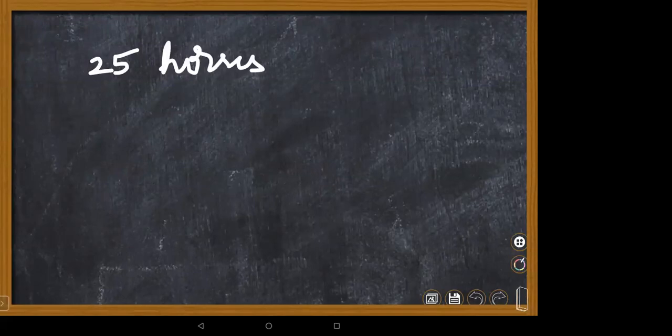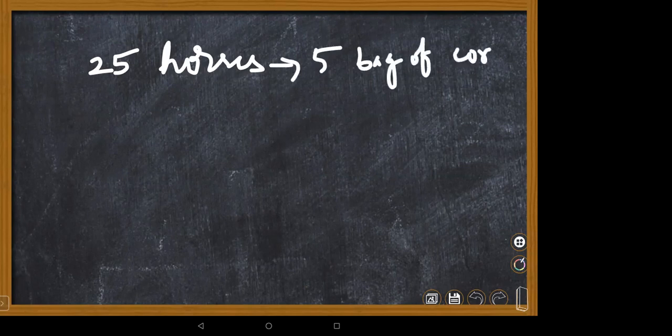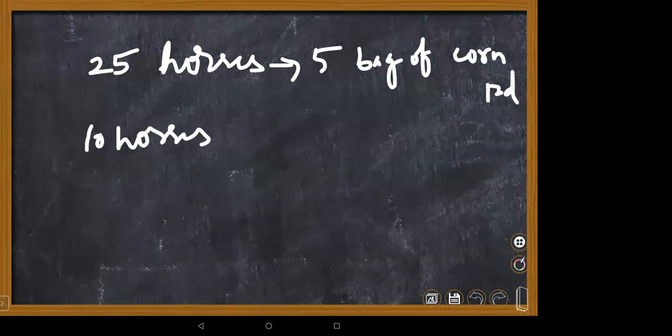25 horses eat 5 bags of corn in 12 days. So how many horses? 25 horses eat 5 bags of corn. How many days, children? In 12 days. So this is the condition. How much will 10 horses eat in 18 days?